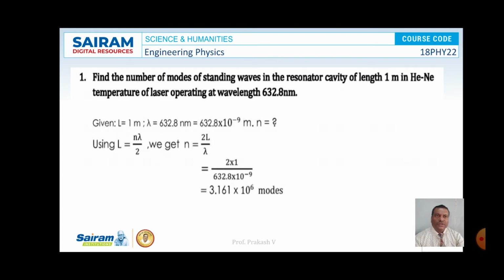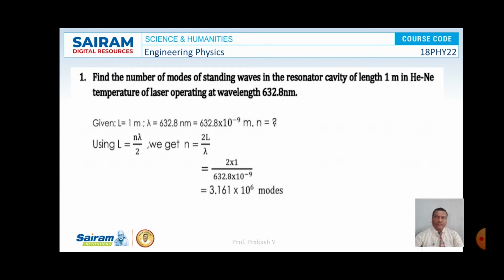We know that L is equal to n lambda by 2 and n is written as 2L by lambda. Here n stands for the number of modes of standing waves. Therefore n can be written as 2 into L by lambda, or 2 into 1 by 632.8 into 10 to the power of minus 9. On simplification the number of modes will be 3.161 into 10 to the power of 6 modes.